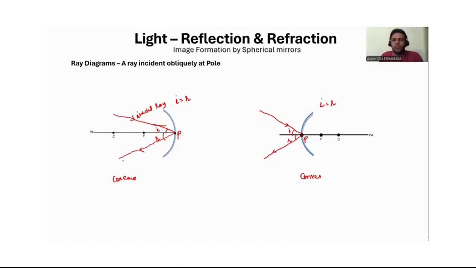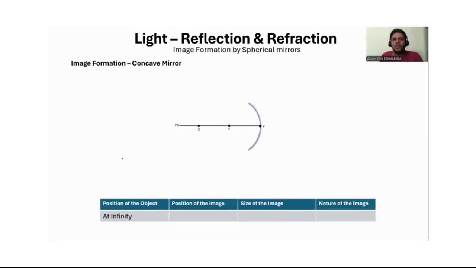Now, with the help of these ray diagrams, we can determine how the images are formed in both the mirrors, concave and convex. Now, let's first focus on the concave mirror with the different positions of the object. So here the first scenario we are covering, the position of the object is at infinity. So let's say somewhere here, right?